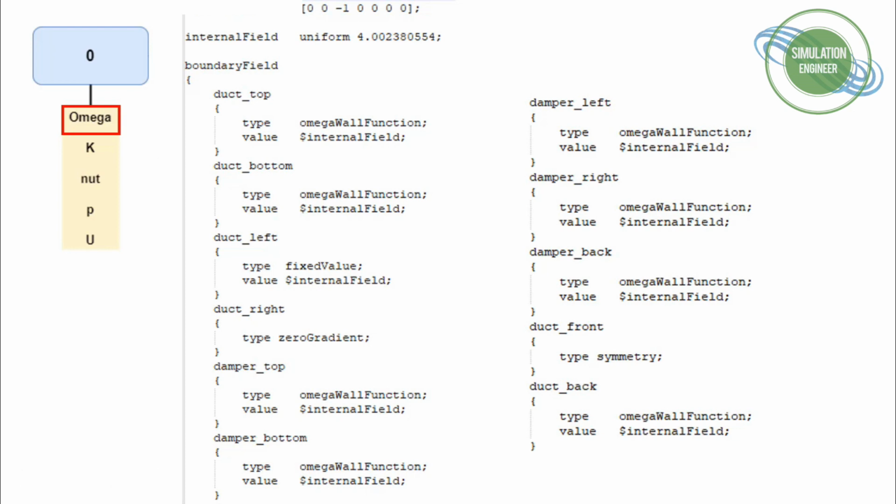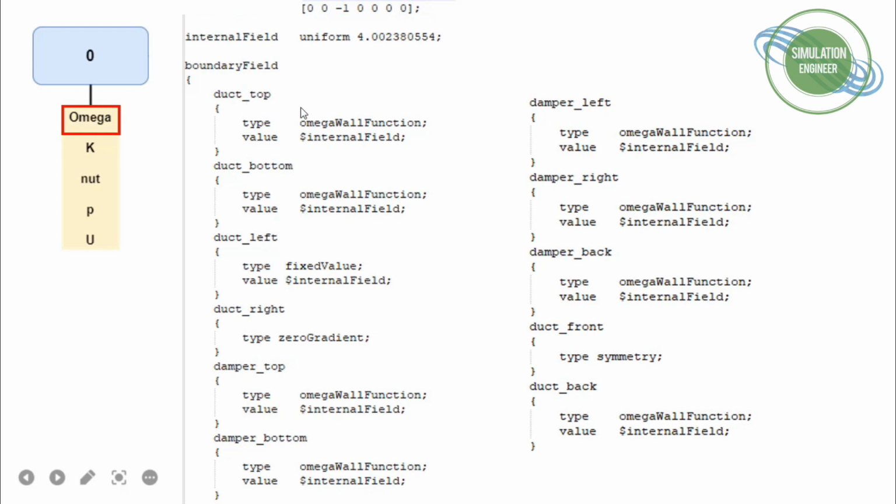So once you have calculated these values, you will put them in the boundary condition files, which reside in the 0 folder under your damper folder, if you remember our OpenFOAM directory structure. And then you will specify, and accordingly we will define the boundary conditions.